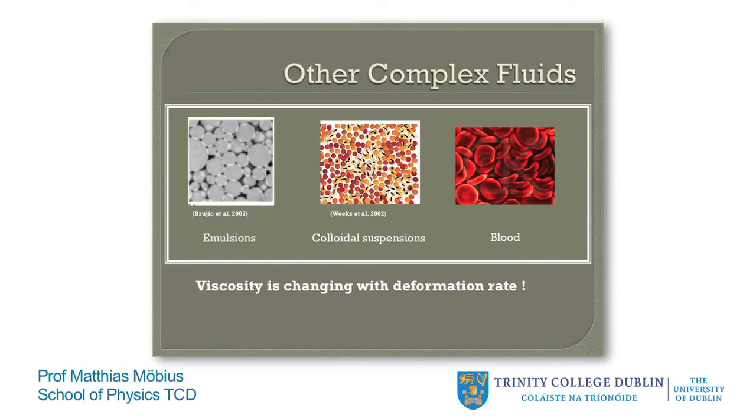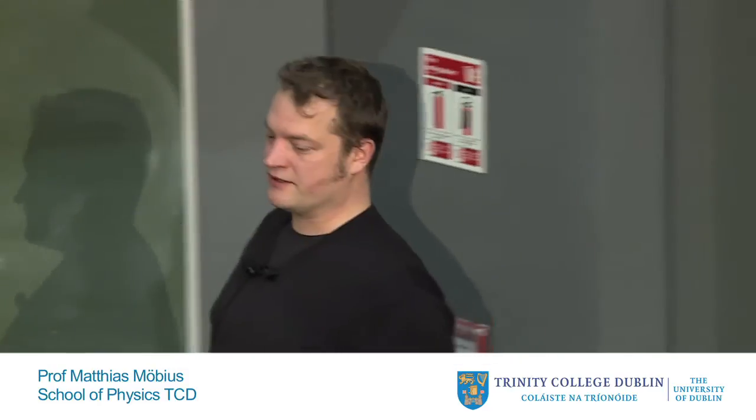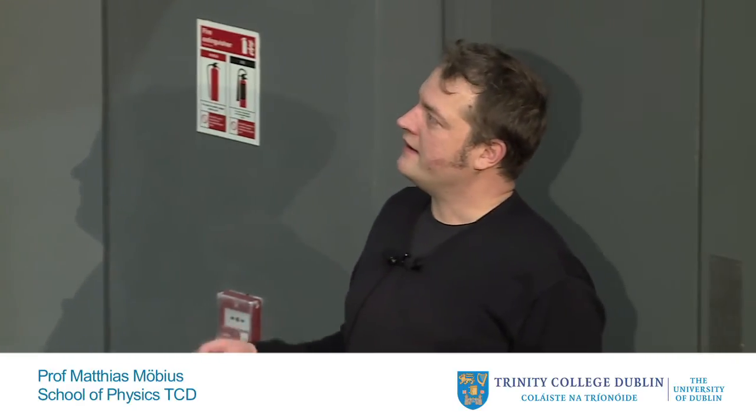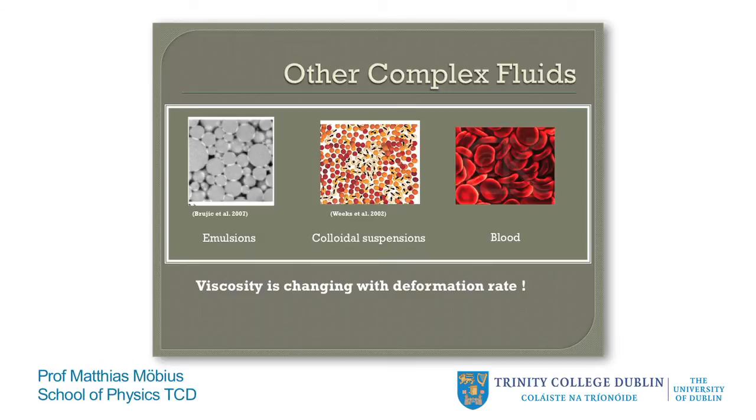I just talked here about grains, but there's a wide range of other materials, so-called complex fluids, for example, emulsions, colloidal suspensions, which are suspensions of micron-sized particles or nanoparticles. Blood, for example, is a complex fluid because it's not just an ordinary liquid, there are cells suspended in it. Yeah? And what all these liquids have in common is, first of all, they can behave solid and liquid-like depending on the situation and on the composition, but also the viscosity is not a constant.